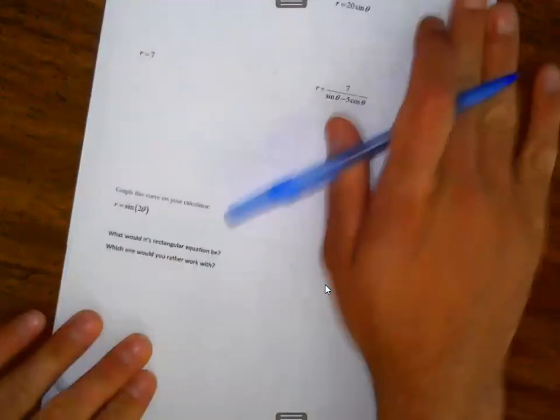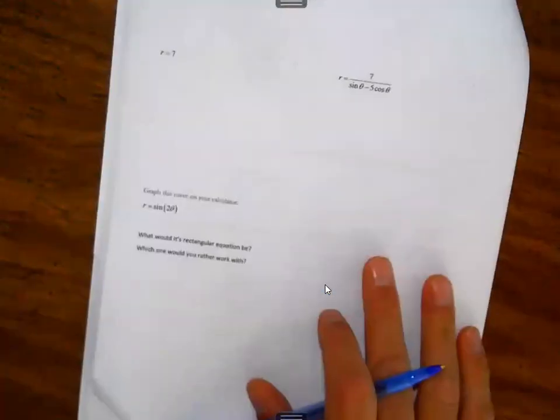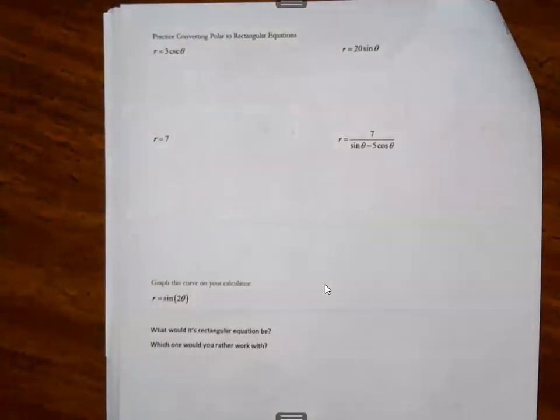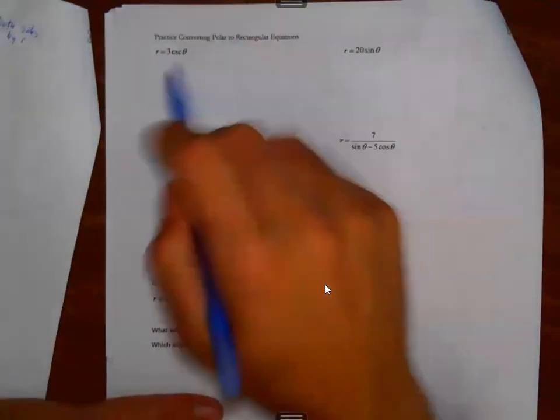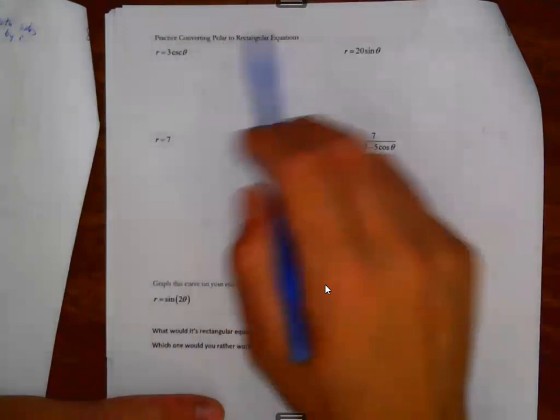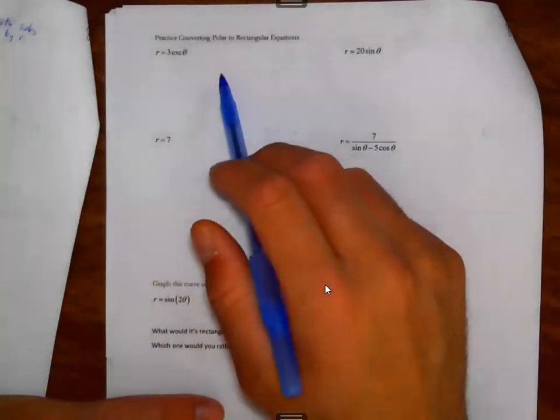All right, one more page here. All right, so practice, but because we're low on time, I'm just going to practice with you and highlight all the good stuff we just did. All right, so practice converting from polar to rectangular.